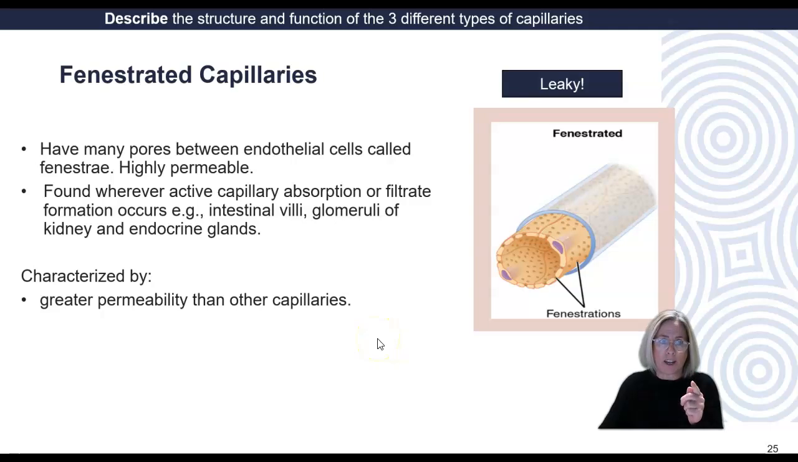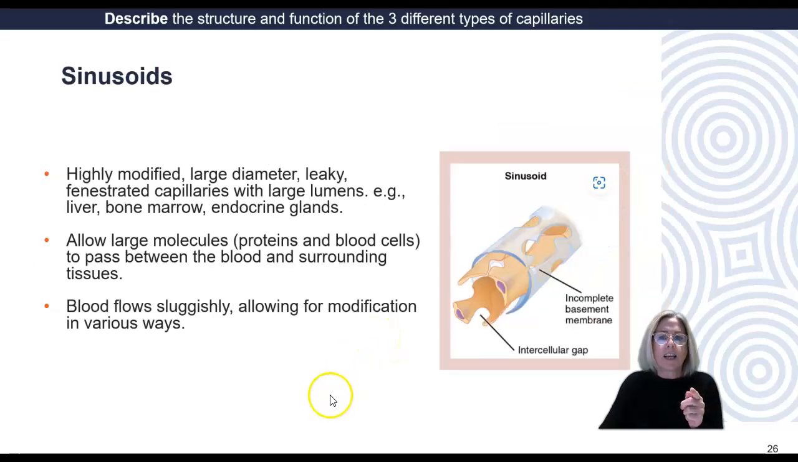Now we get to the sinusoidal capillaries, right? These are highly modified, okay? They have a large diameter. They're very leaky. They are fenestrated capillaries with really large lumens. And where do we find these? We find them in places like the liver, the bone marrow, and endocrine glands as well.